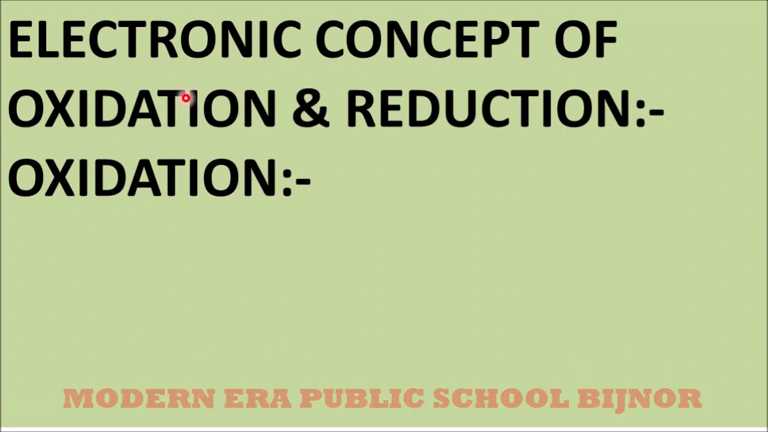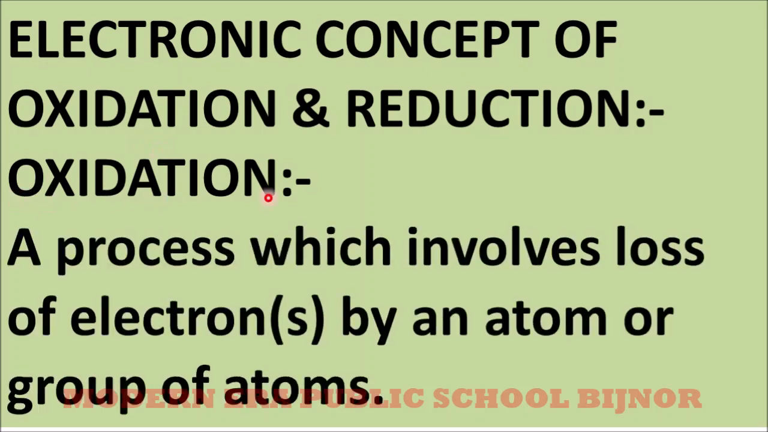Student, there is another concept to define oxidation and reduction reactions, and it is the best one to remember: it is based on the electronic concept. So, the electronic concept of the oxidation and reduction process. First we discuss what oxidation is. A process which involves loss of electrons by an atom or group of atoms, meaning if electrons are lost, it comes into the category of oxidation.